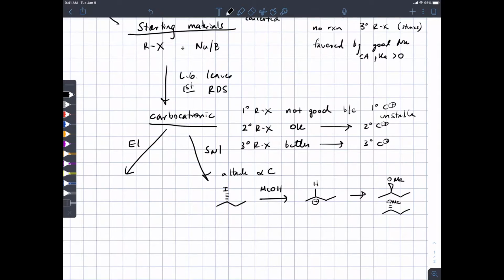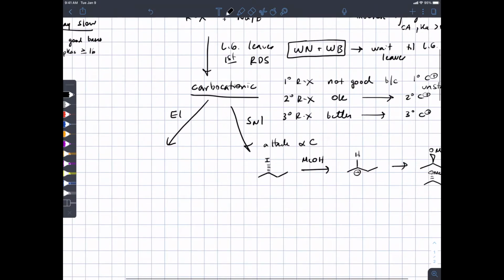And so weak nucleophiles/weak bases have to wait till the leaving group leaves. Things that are both weak as nucleophiles and weak bases have to wait until the leaving group leaves. Then they can react.